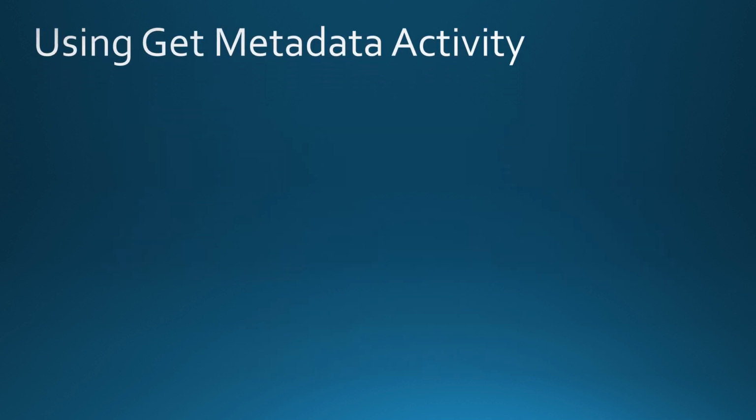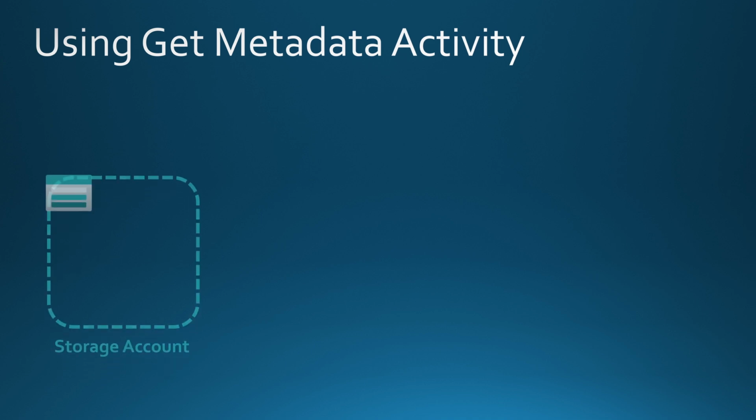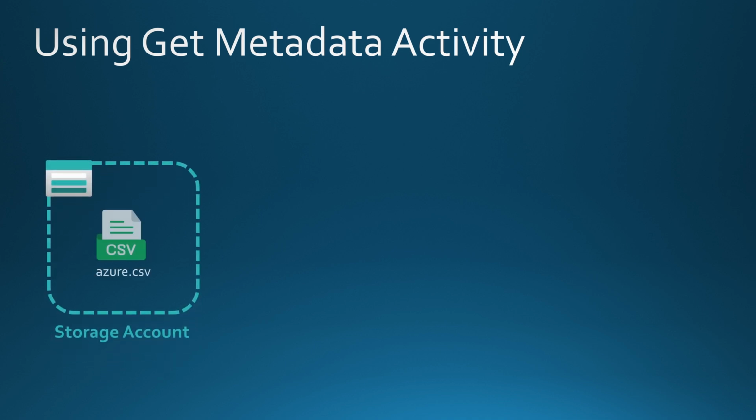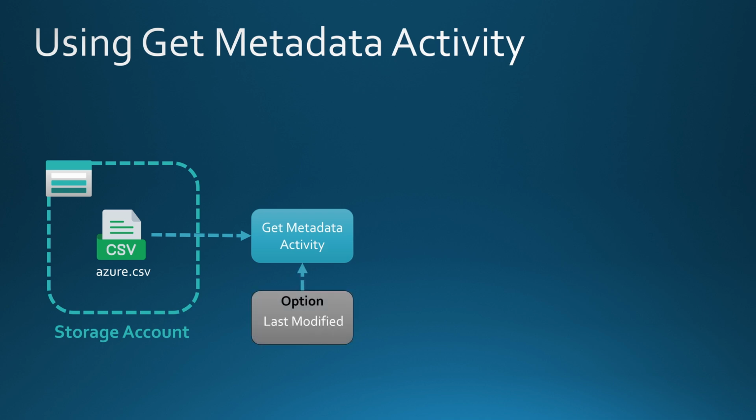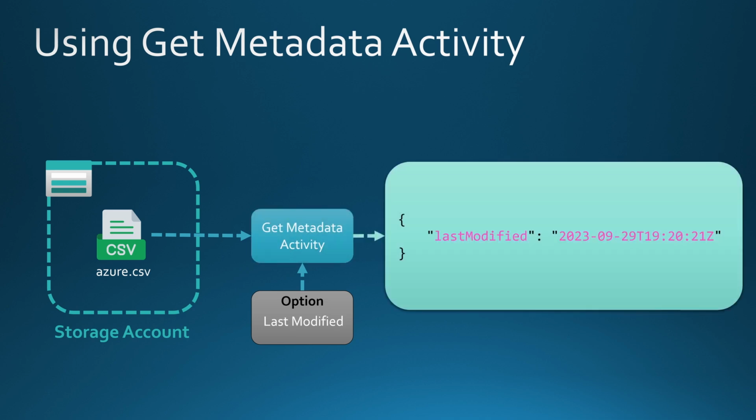Now let's take a look at a couple of these options and what kind of outputs they would yield in Data Factory. Let's have a storage account. In that storage account, let's have a CSV file and call that azure.csv. And then we are going to have a Get Metadata Activity in our Data Factory pipeline. Let's first set the option of the Get Metadata Activity to last modified. Now when our Get Metadata Activity runs, we can see that it outputs the last modified timestamp of that file.